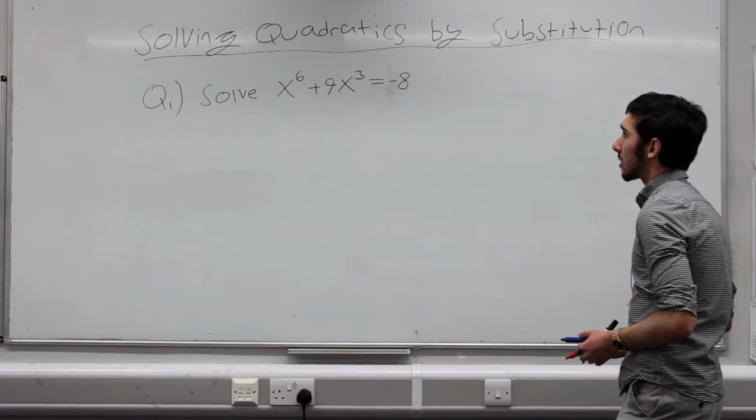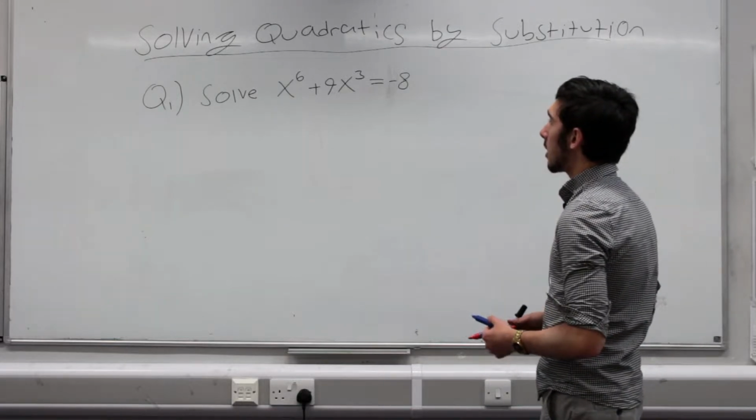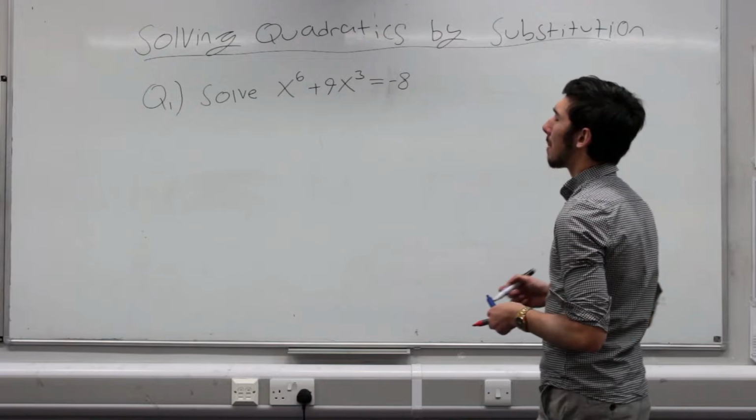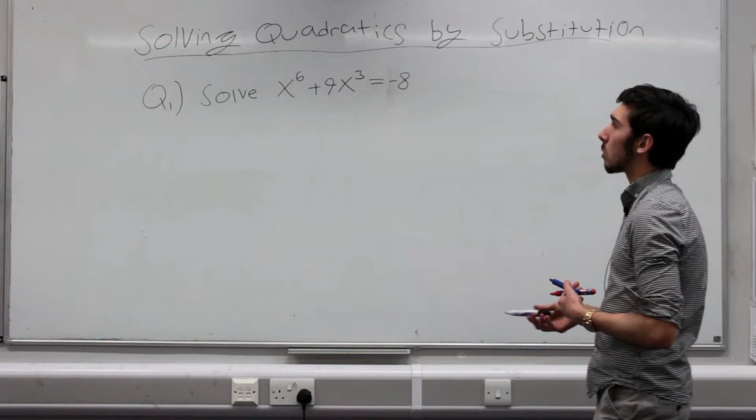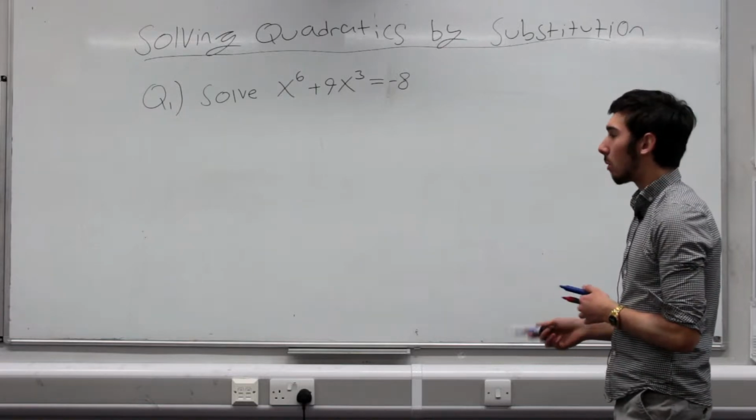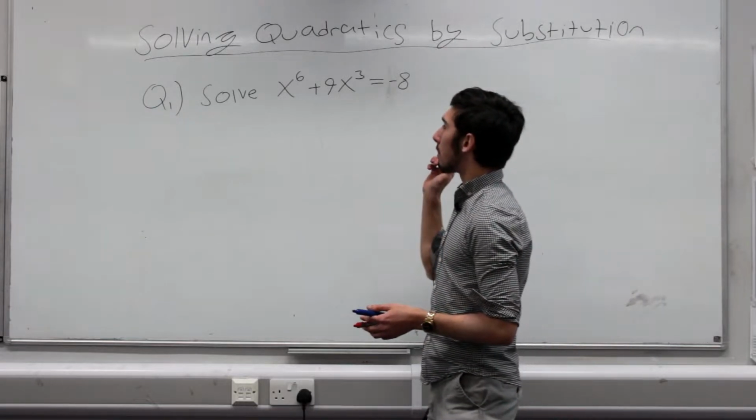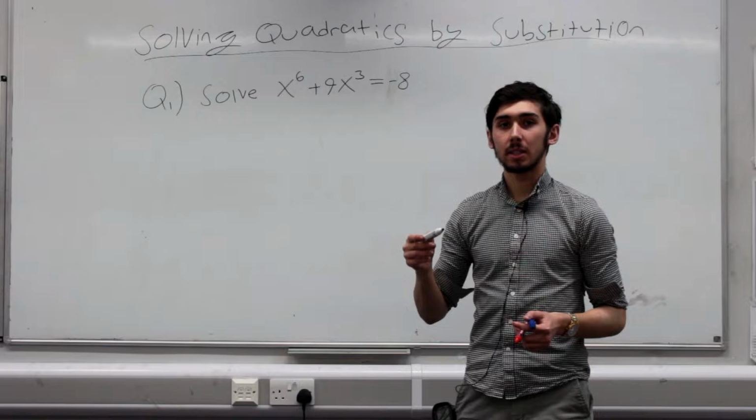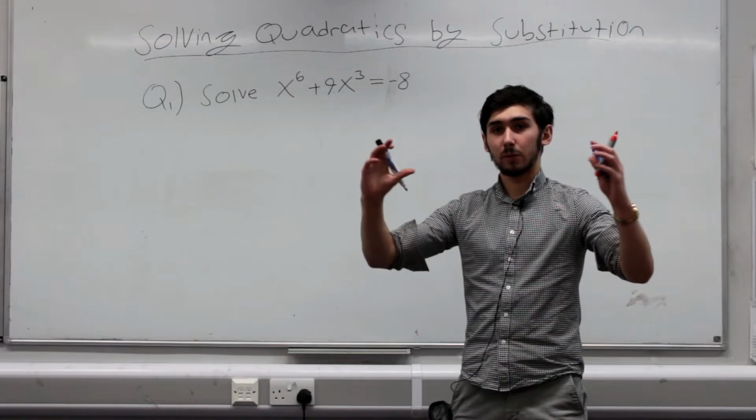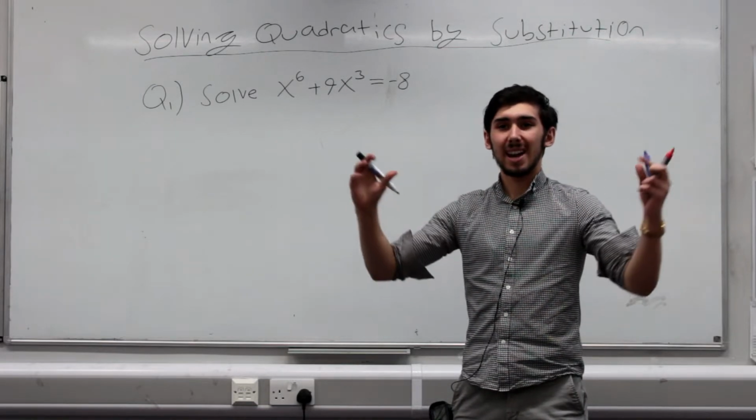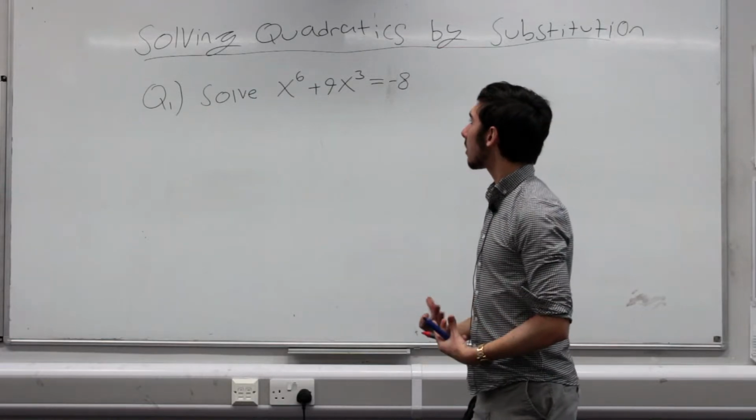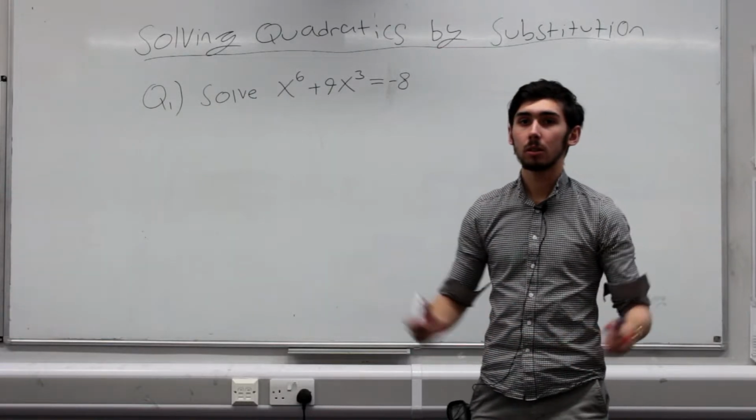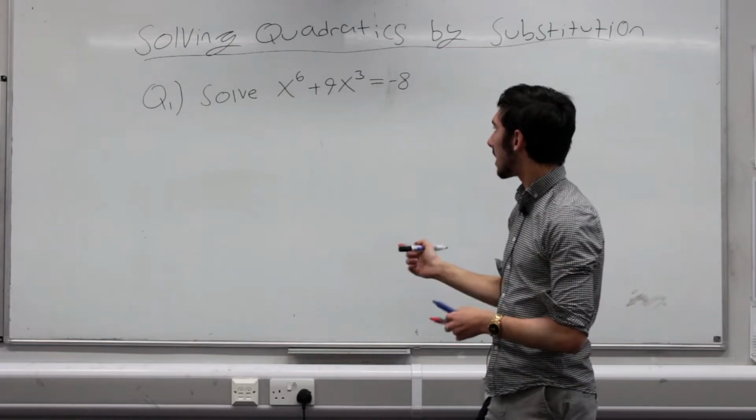Okay, so let's get straight into the video. Let's try to solve x to the power of 6 plus 9x cubed equals minus 8. Basically what we're saying is, what number has 6 of them all timesing together, plus 9 lots of that same number cubed equals minus 8.